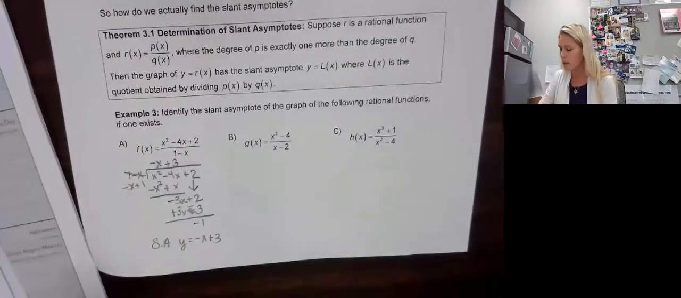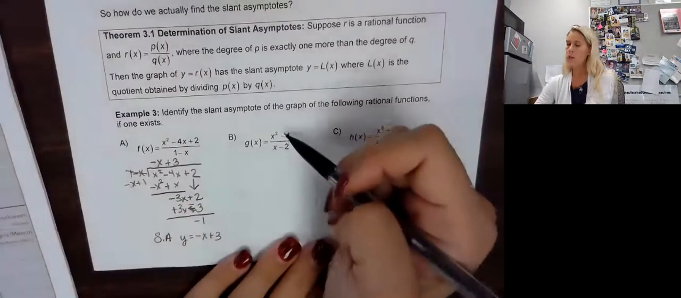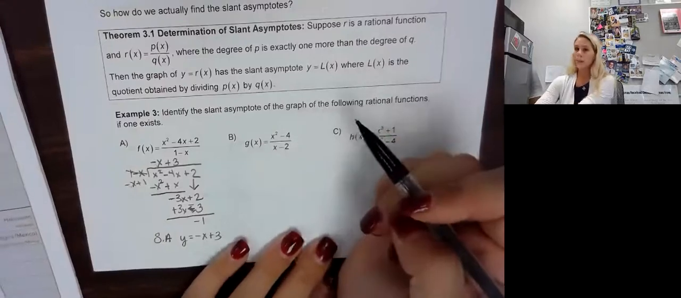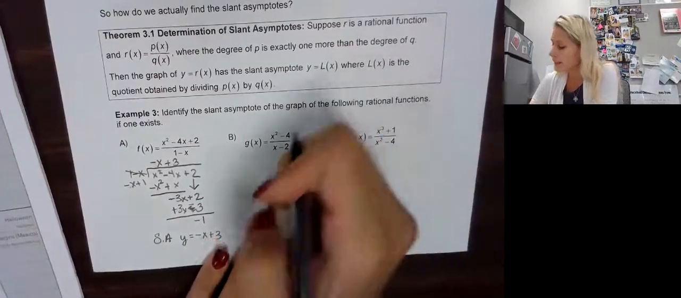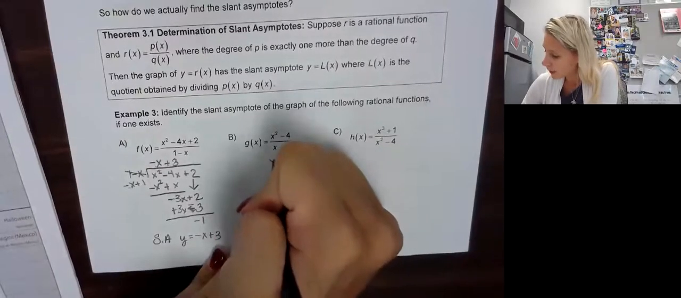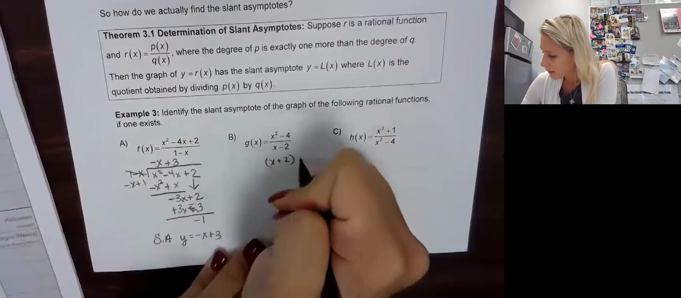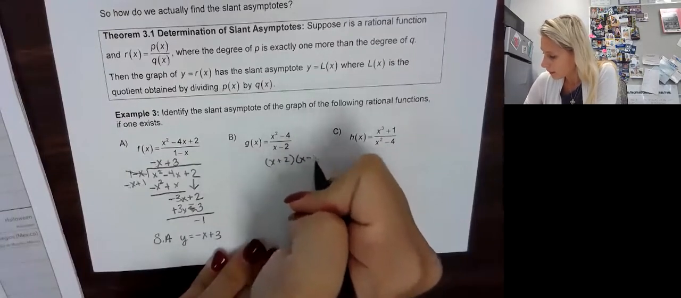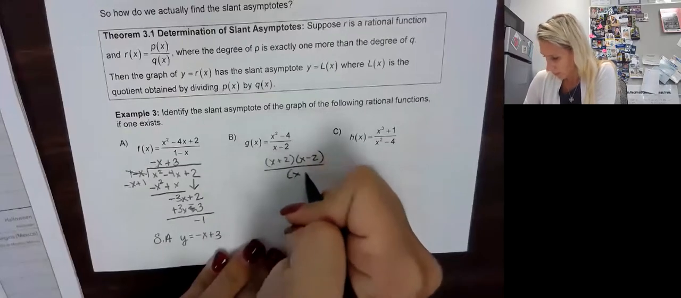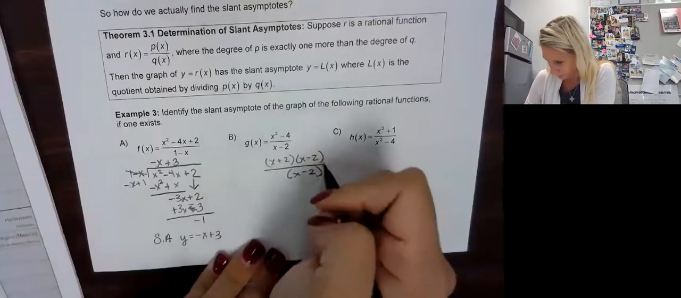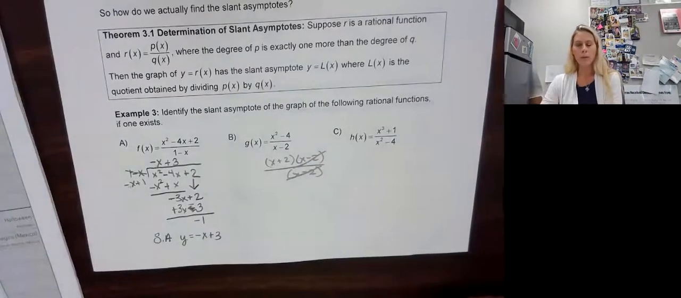All right, next one. If you guys notice right here, our numerator is larger than our denominator, so we're going to have a slanted asymptote. The good thing is we can actually simplify the top and the bottom. Well, the bottom's already simplified. But then we cross out, right? Leaving us x plus 2 over 1.